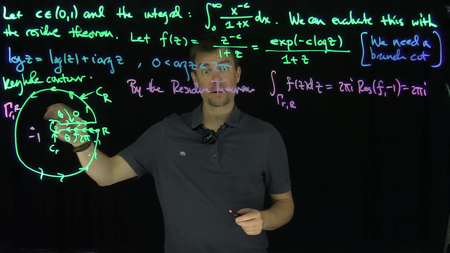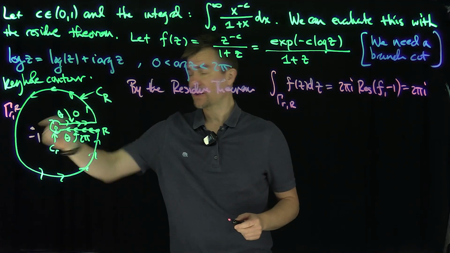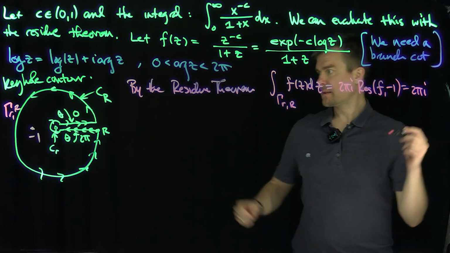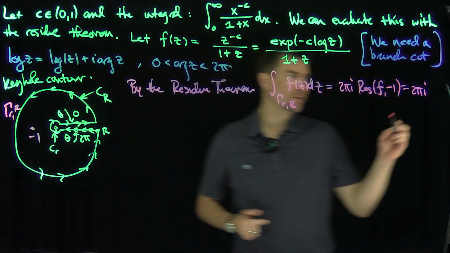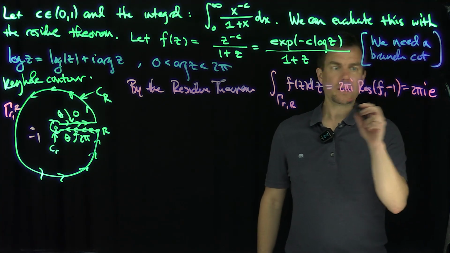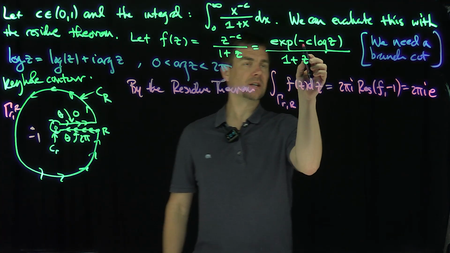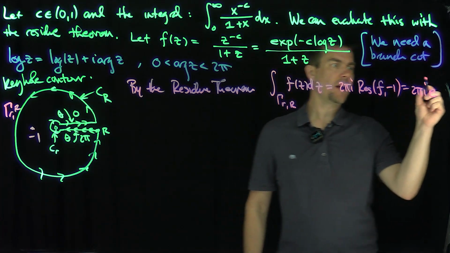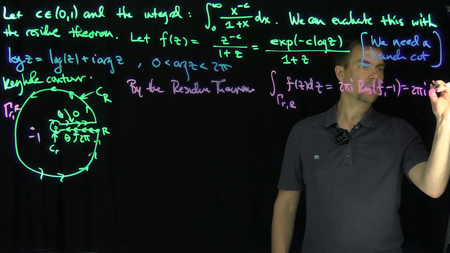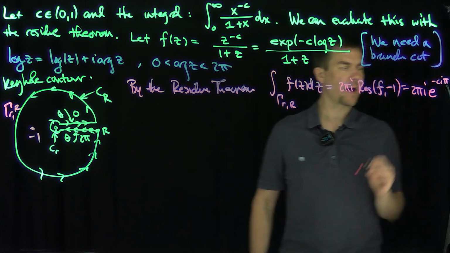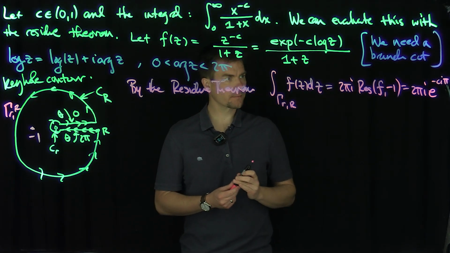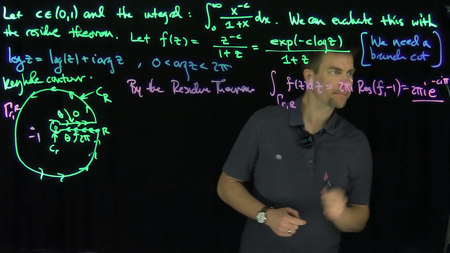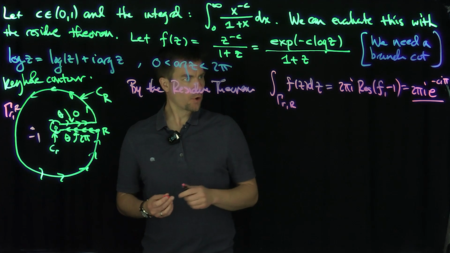Of course, the argument there is going to be pi, right? So the argument of that singularity is going to be pi. The modulus of -1 is 1. So it's going to be e to the, where's my function over here? It's going to be e to the negative c, and then i pi. So it's going to be e to the negative c i pi, like that. Excellent. That's my residue. Okay, good.